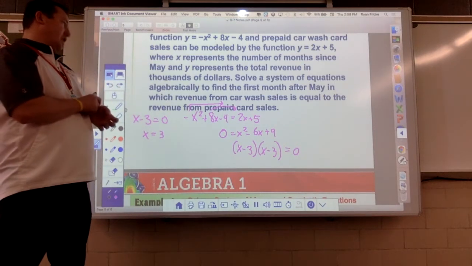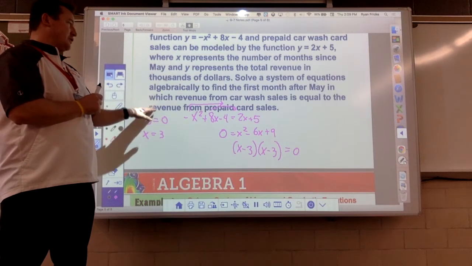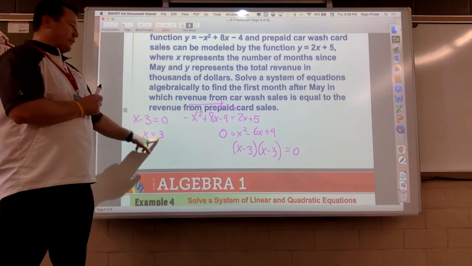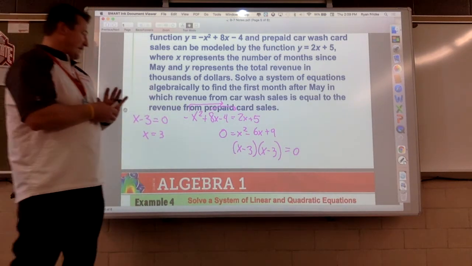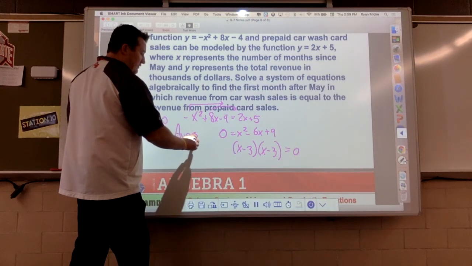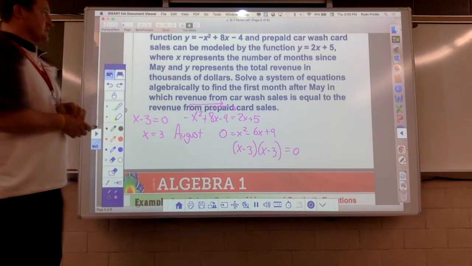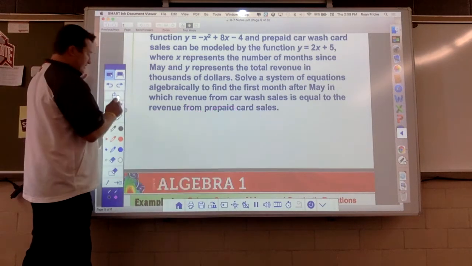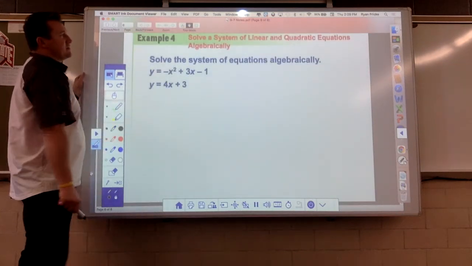So it wants to know the first month after May in which the revenue is equal. Well, we're 3 months after May. So June, July, August is the 3rd month after May. So in August, they will have revenue that is equal to each other. And guys, that's what we're doing. Not terrible. We've clearly done better things. We're at the end of this already.